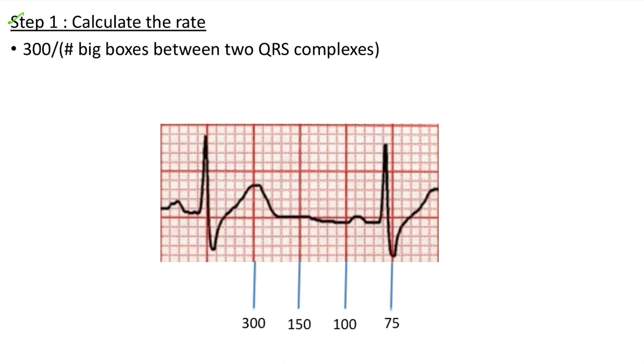Step 1, we have to calculate the rate. Rate is equal to 300 divided by the number of big boxes between two QRS complexes. In this example, there are 1, 2, 3 and 4 big boxes between two QRS complexes. So the heart rate is 75.